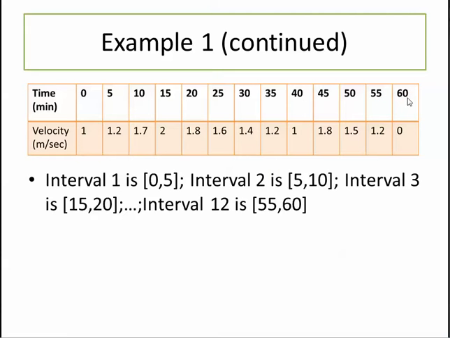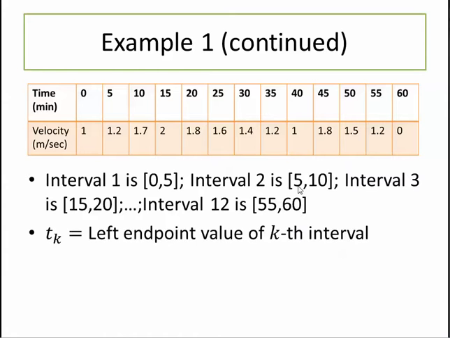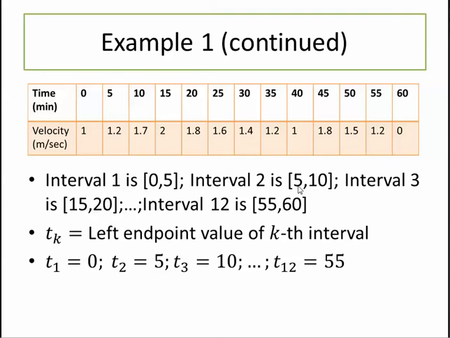Now if you look at each time interval, interval 1 is 0 to 5, so the left endpoint is going to be 0. So c sub 1 is 0. On our second time interval, our left endpoint is 5, so c sub 2 is going to be 5. And we keep doing this for each one. All right, so we get that on our 12th interval, our left endpoint is 55. So now we know what our t sub k's are equal to.